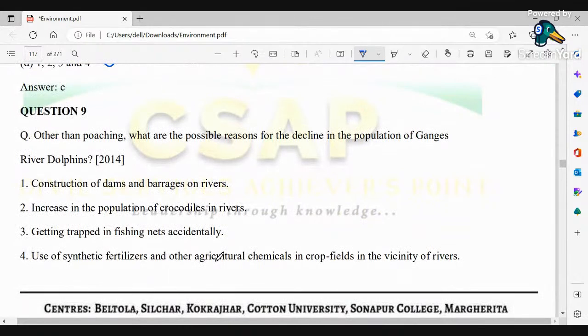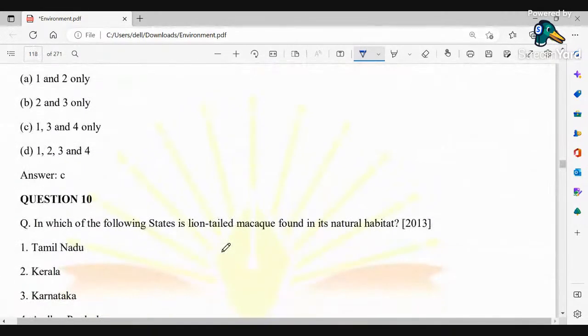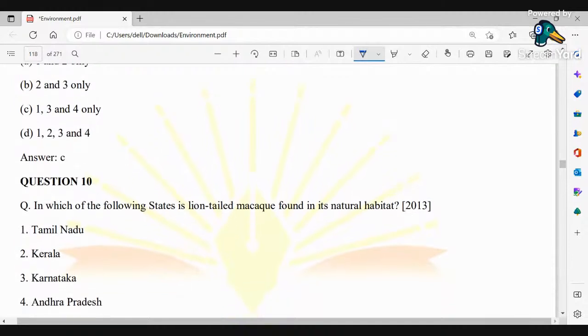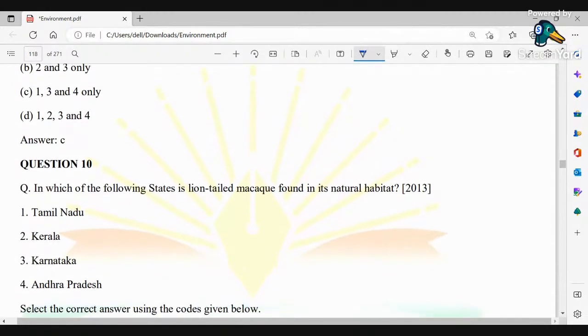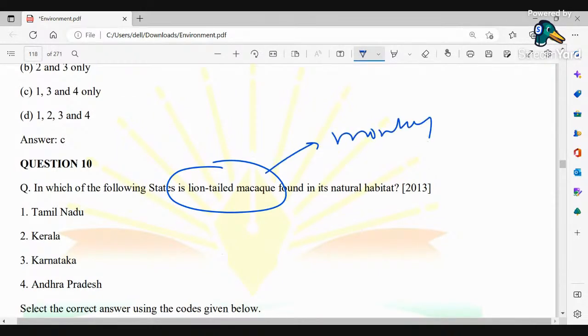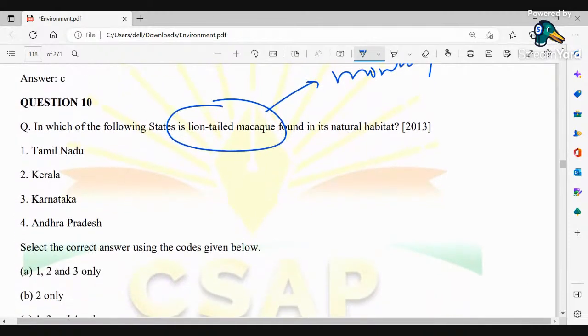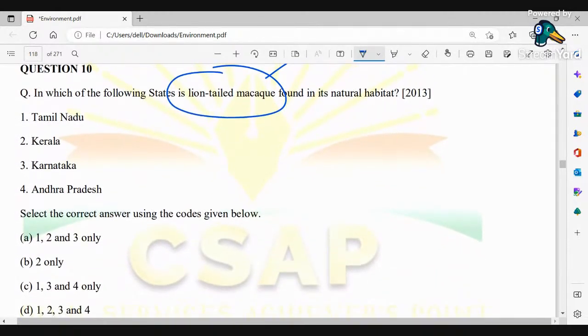So we'll take this question to be today's last question. Sorry, other than poaching was already done. So in which of the following states is the lion-tailed macaque, which is a type of monkey, found in its natural habitat? You have these options given here: Tamil Nadu, Kerala, Karnataka, and Andhra Pradesh.